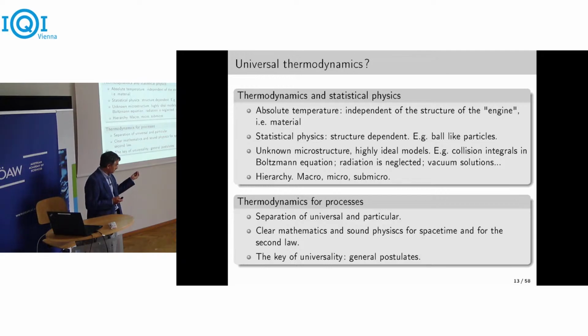So I have a temperature of a light or the desk or the computer, with very different material structures, and it is the same concept. That kind of absoluteness cannot really be expressed in statistical physics, because statistical physics by definition is structure dependent. And actually the unknown microstructure, sometimes like the desk, which is very complicated, could be described properly, but we use highly idealized models. So I will just give some examples.